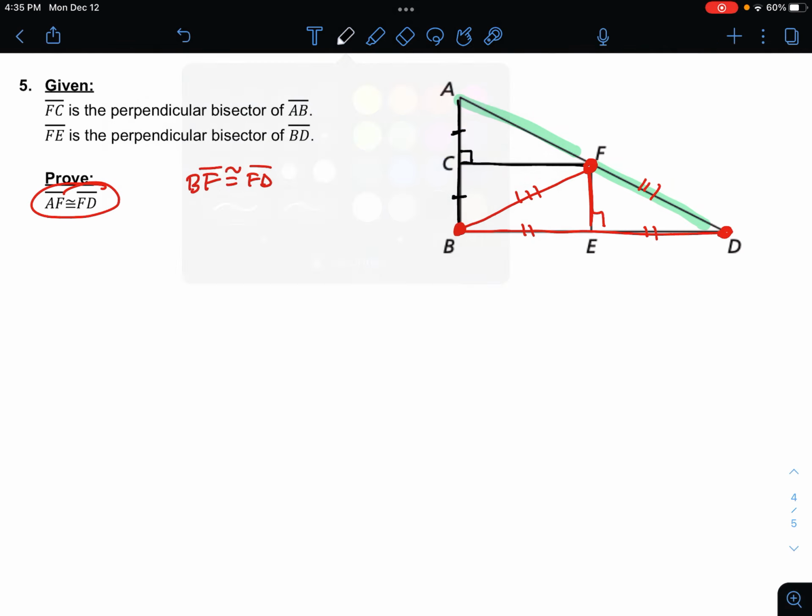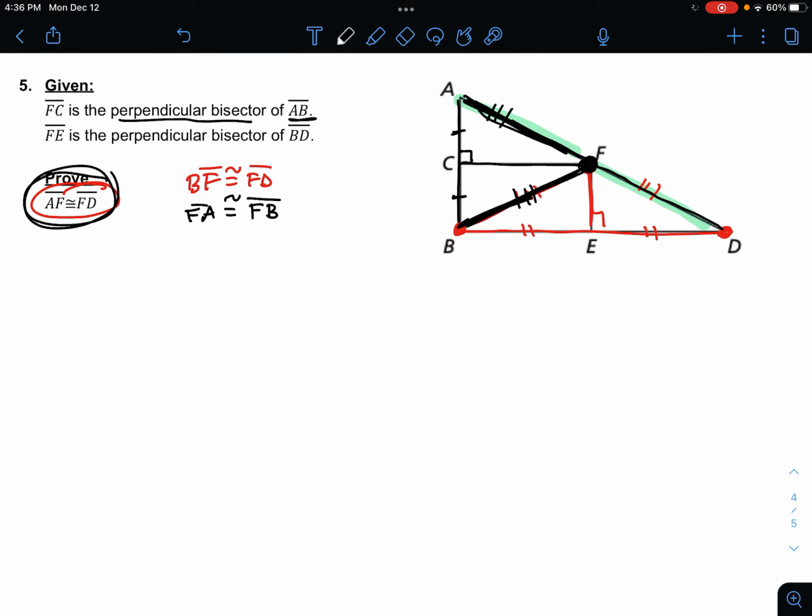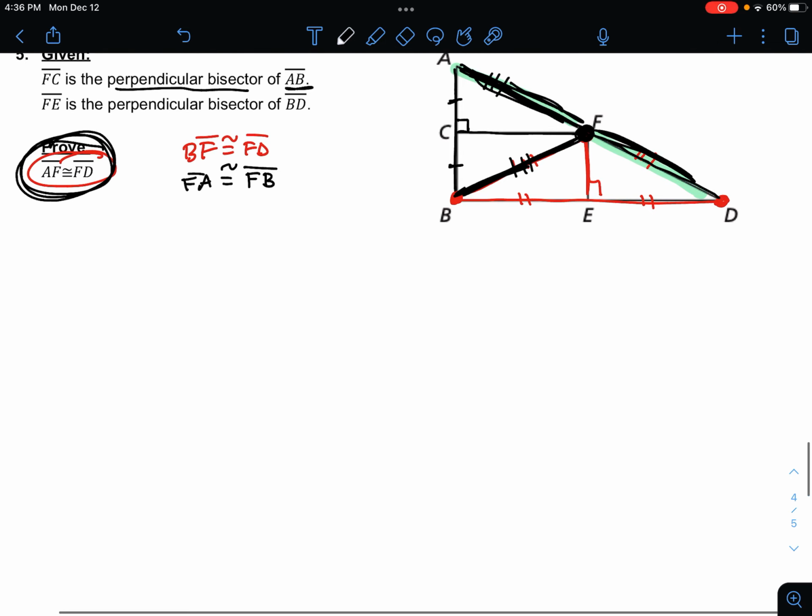Then I can also say this point F is equidistant from A as it is to B, because it is also the perpendicular bisector of AB. So this is also equal to this. So I can say FA is congruent to FB. So if I know that FD is congruent to FB and FB is congruent to FA, well then I can say the thing I want to prove. AF is congruent to FD. So now it's a matter of structuring it into a proof.